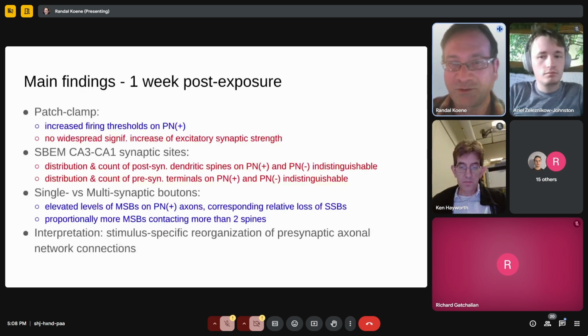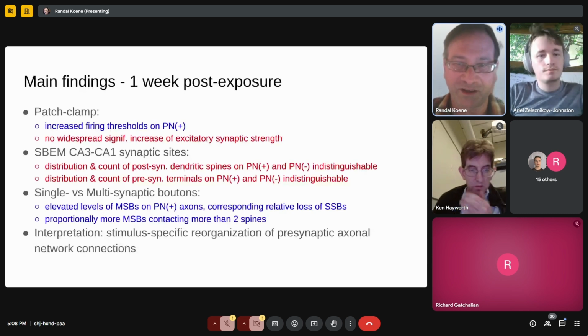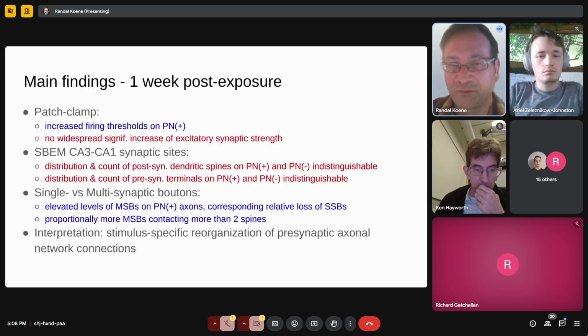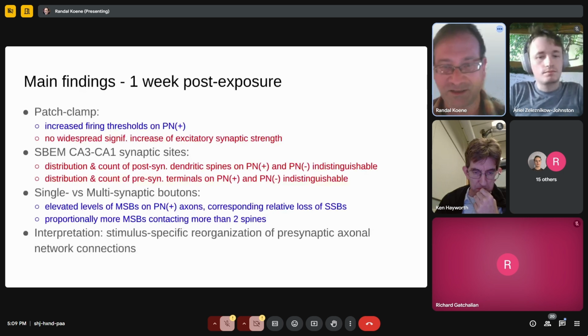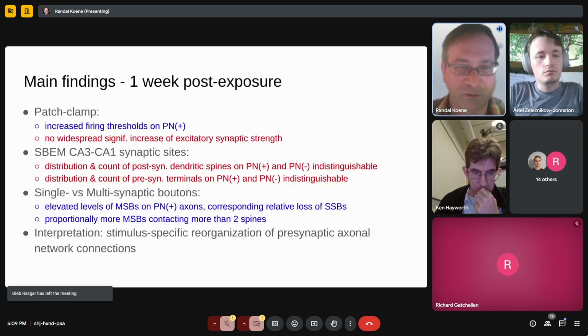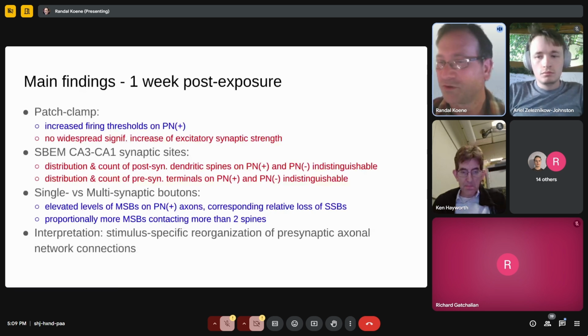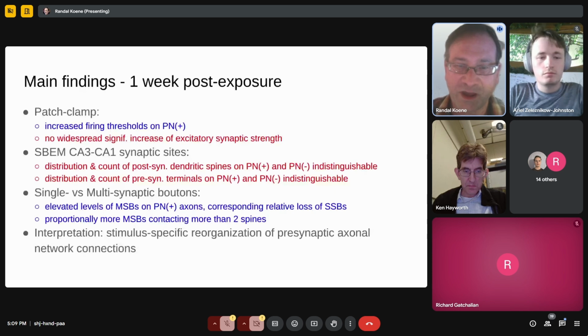Spatial distribution and total spine counts on PN+ and PN- dendrites were indistinguishable after EM reconstruction. Presynaptic terminal counts and distribution were also indistinguishable. What they did find were elevated levels of multisynaptic boutons on PN+ axons and a corresponding relative loss of single synaptic boutons. There were also proportionally more MSBs, multisynaptic boutons, that contacted more than two spines. They found that this amounted to a stimulus-specific reorganization of presynaptic axonal network connections.